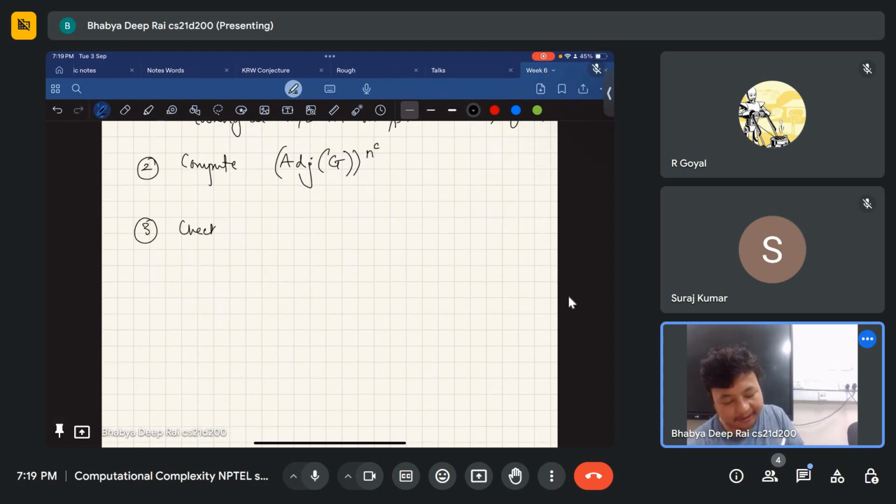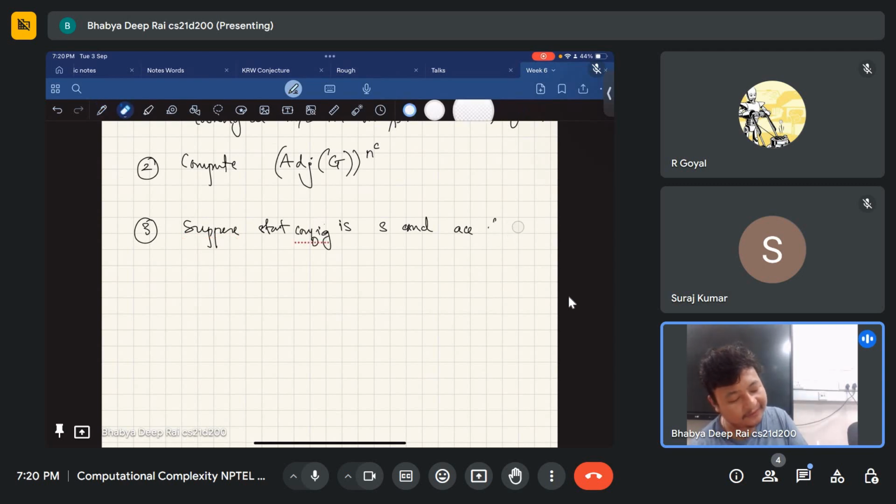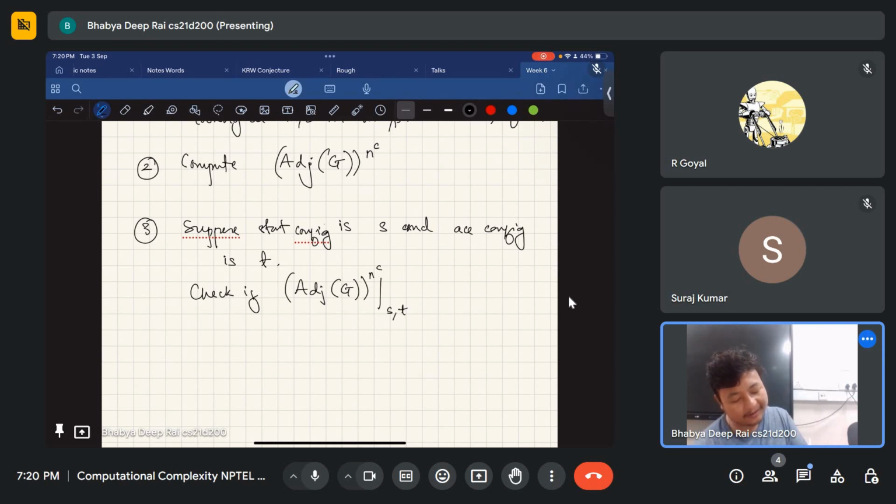And then check. Suppose the start configuration is S and the accepting configuration is T. Actually, there could be multiple accepting configurations, but it's only a matter of adding the probabilities. Check if the adjacency matrix of G to the n to the C, at position S comma T, is greater than or equal to 3/4. If yes, accept.